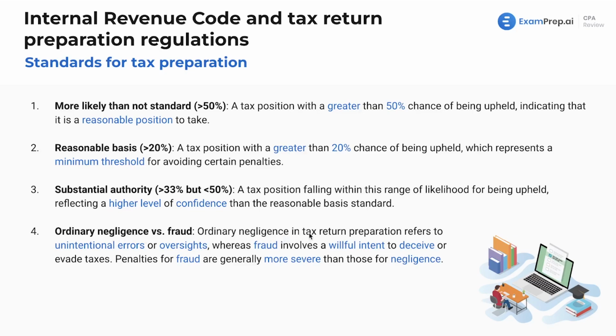Ordinary negligence in tax return preparation, and we specify tax return preparation because we'll talk about negligence and fraud all the way down in business law. This is going to refer to unintentional errors or oversights. You do your due diligence, but we're not perfect, so we have accidents. Whereas fraud, dun dun dun, that's going to involve a willful intent to deceive or evade taxes. That's not good. Penalties for fraud are generally more severe than negligence because fraud is intentional, whereas negligence, maybe you didn't do your due diligence, but you weren't intentionally trying to commit any negative actions.